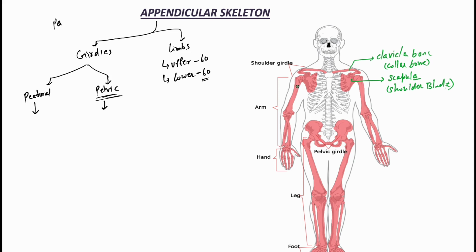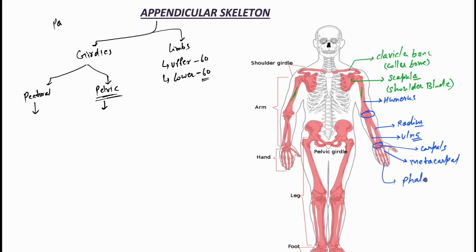Then we have this bone. This is our humerus bone. This one is the elbow joint. Then we have the radius and ulna bones. This is our radius bone, which is present towards the thumb, and this is our ulna bone, which is present towards the little finger. Then we have the carpal bones here that form the wrist joint, and then the metacarpals, and then the phalanges.